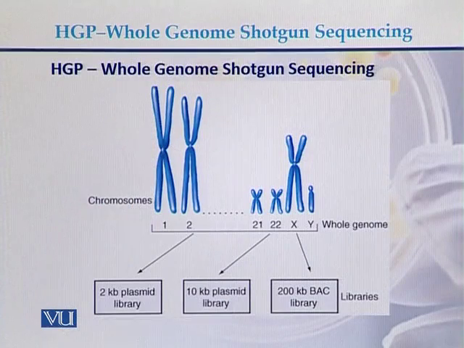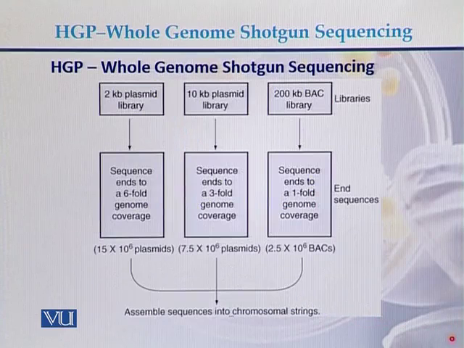Here we can see in this diagram that the chromosomes have been digested into 3 different types of libraries: 2 kb plasmid library, 10 kb plasmid library, and 200 kb plasmid library. Same is here in this diagram. We can see that the plasmid libraries are prepared of 2 kb, 10 kb, and 200 kb. So 3 different types of plasmid libraries are produced.